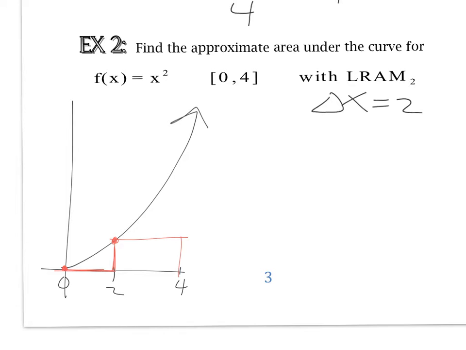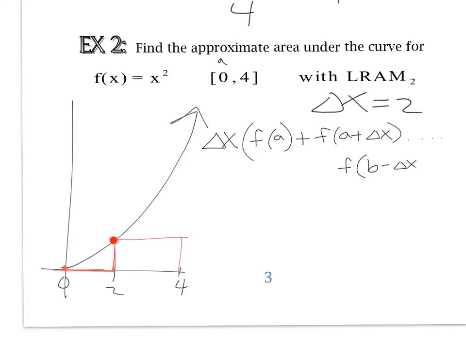So let me start off again by showing you the basic formula here for LRAM. It would be delta x times, well, the first thing you're going to plug in here is f of your a value, right? Remember, that's your a, because it's on the left side, plus f of a plus your delta x. And if there were more terms, this one's only going to have 2, because there's only 2 rectangles, but it would keep going until you get to, not f of b, it'd be f of b minus 1 delta x, because since you're touching on the left, you're never going to get to f of b, right? But you can always get one change of x away from b.